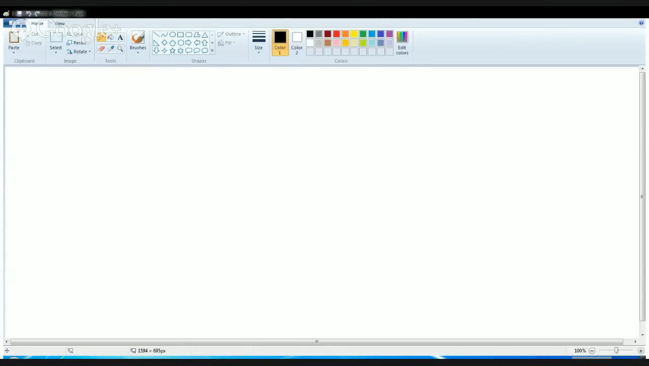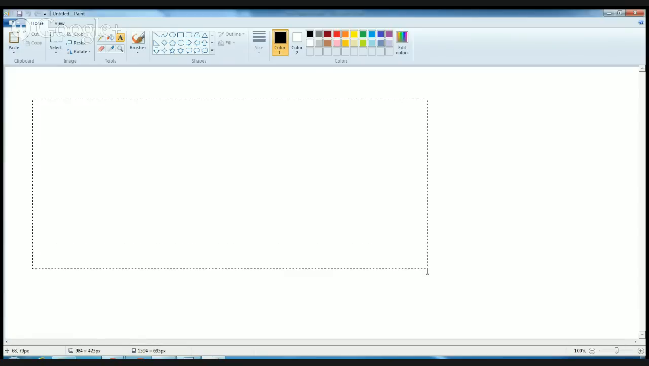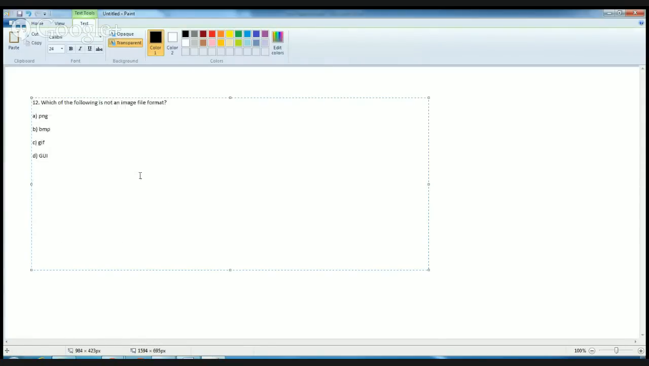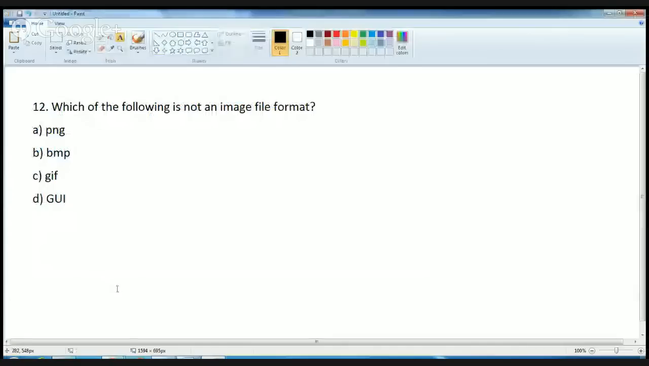Now the next set of questions was on computers, or basic introduction to basic computers. In this section, the first question was, which of the following is not an image file format? Since we all know PNG, BMP and GIF are the forms in which we save the image, all three are image formats. Only GUI is not an image format.